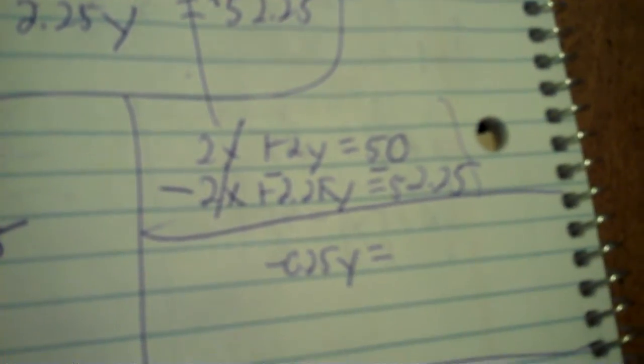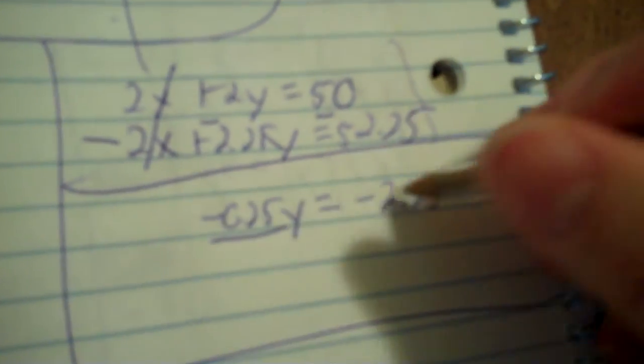You're always plussing them. Use your calculator if you have to. Don't write 102.25, that's wrong, because the 52.25 is negative. So 50 plus negative 52.25 is negative 2.25. Then I'm dividing each side by negative 0.25, and that gives me my y solution. These aren't hard to do really, you just have to be careful with your negatives. You can't overlook them.